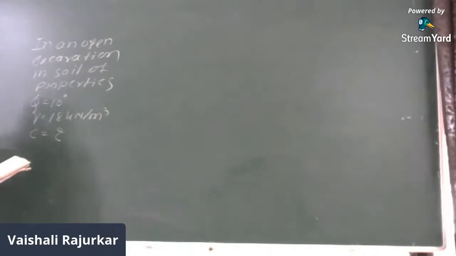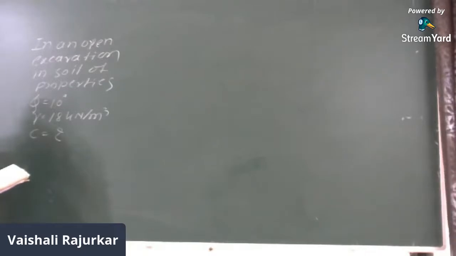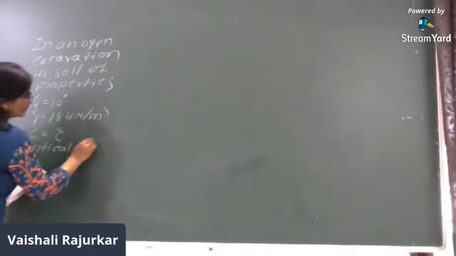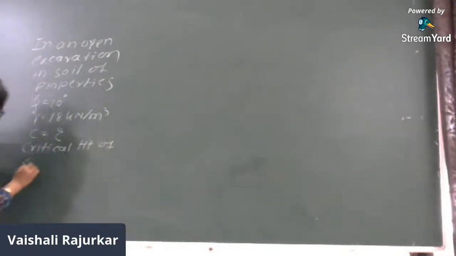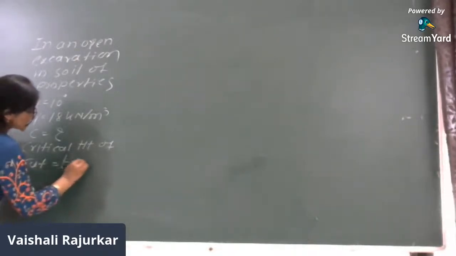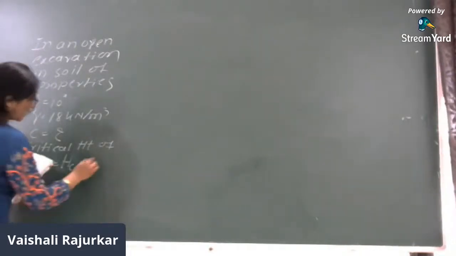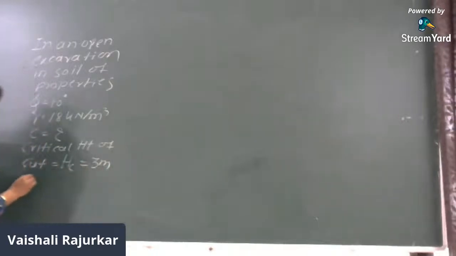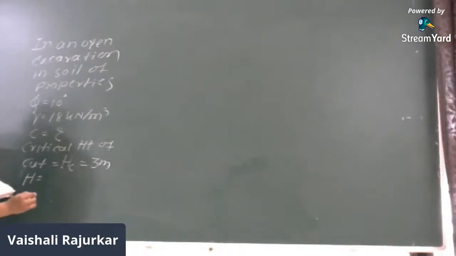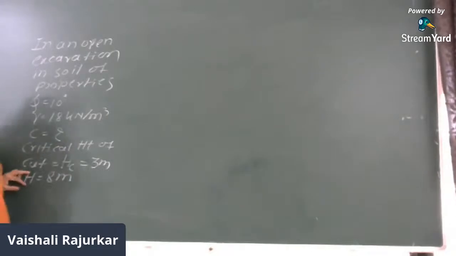You have to find out the value of C, but in this case, the critical height of cut is given. What is the critical height of cut? HC is given as 3 meter and the height of the wall H is given as 8 meters. So the height of the wall is given as 8 meter.